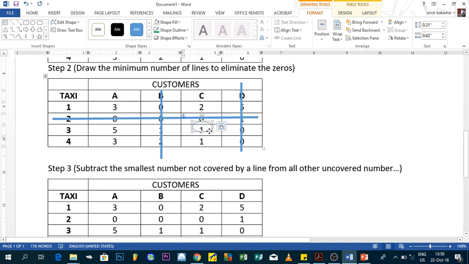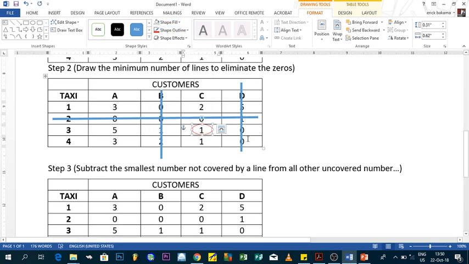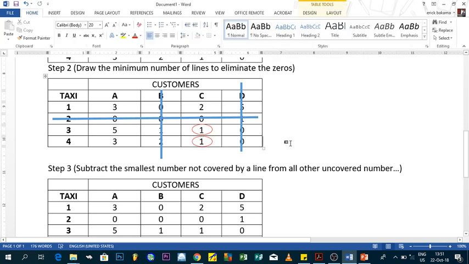So this number here, let me do it in red so that it catches your attention. Yes, so we get it right. This one here is the smallest number. Actually, we have 2 ones. In this case, because we got two same numbers, we cannot get two smallest numbers. Otherwise, if we only had 1 and the other one was 2, 1 should have been the smallest number. So they say that we subtract the smallest number not covered by a line from all the numbers uncovered.